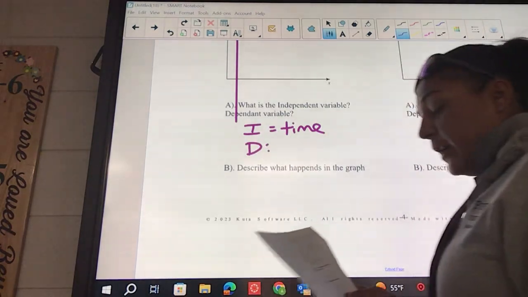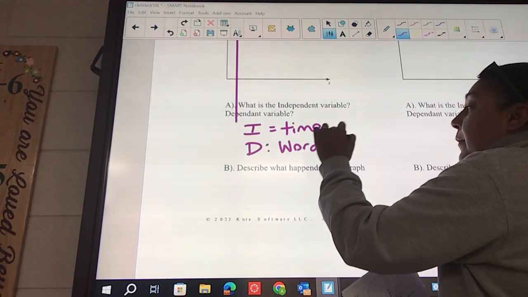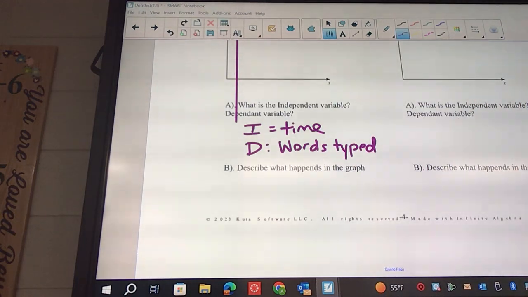Dependent is going to be what? Words typed. Now, and if we think about that, okay, am I going to type more words as time goes on, or am I going to type less? I can type more, okay? If you only have 10 seconds to type as many words as possible, and I have 100 minutes, who do you think is going to type more words? I should be able to. I have more time than you do.